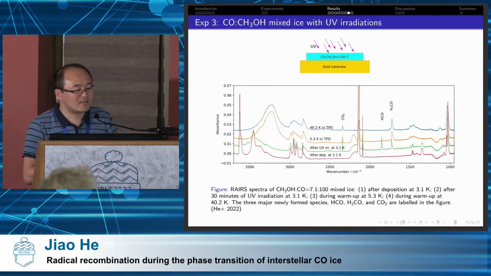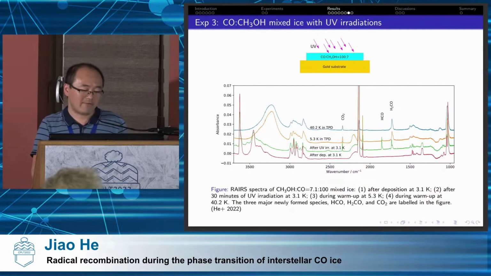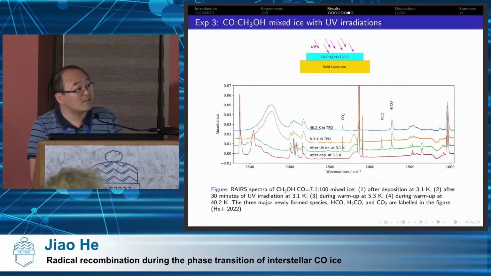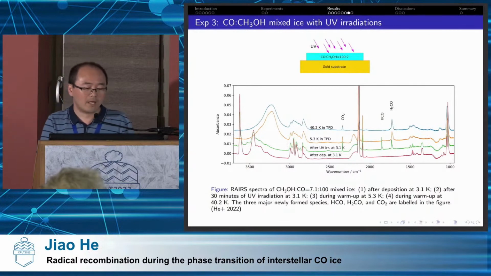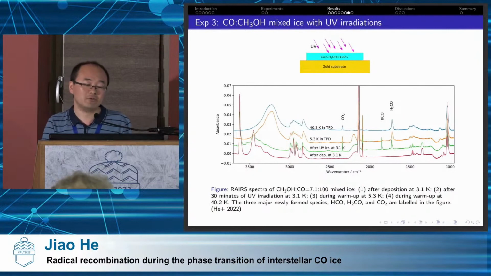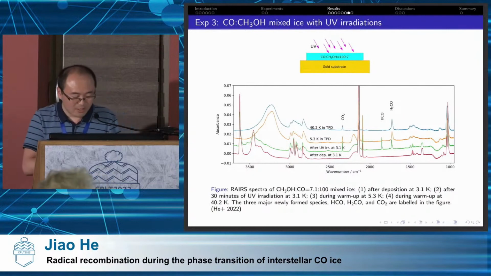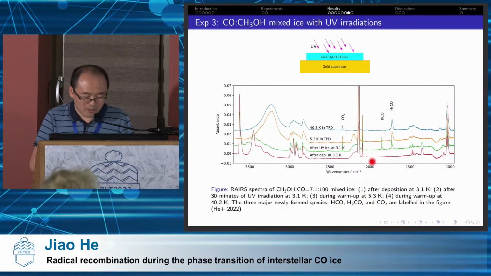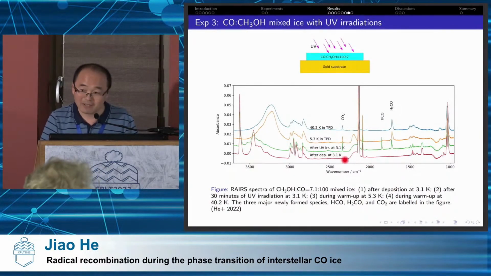Okay, so this is the third set of experiments. We have 7% of methanol mixed in CO, and the total thickness was 500 molar. Then we have half an hour of UV radiation to produce radicals. The infrared spectrum is shown here. The red curve shows the ice right after the deposition at 3 Kelvin. It's important to notice 3 Kelvin. Here we can see the methanol features, and this is the CO, including 13CO features.